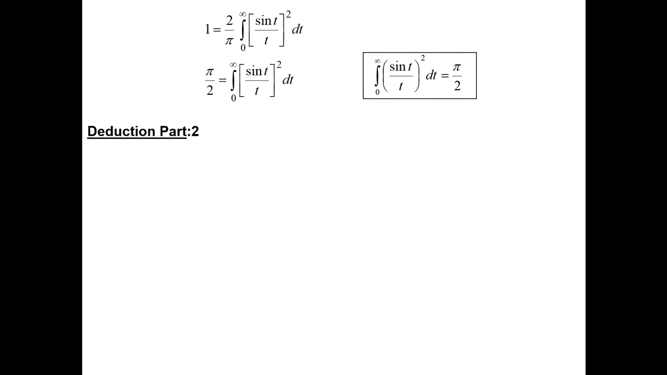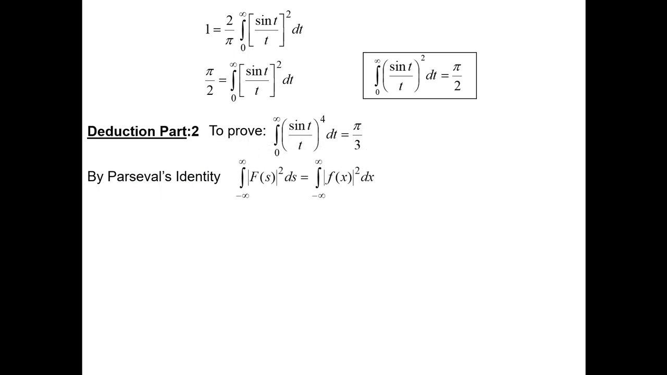Now we will discuss the second deduction part. We have to prove that integral over 0 to infinity (sin t by t) the whole power 4 dt equals pi by 3. So we know that by Parseval's identity formula, integral over minus infinity to plus infinity modulus of capital F of s the whole square ds equals integral over minus infinity to plus infinity modulus of small f of x the whole square dx. And here our capital F of s is nothing but the Fourier transform.